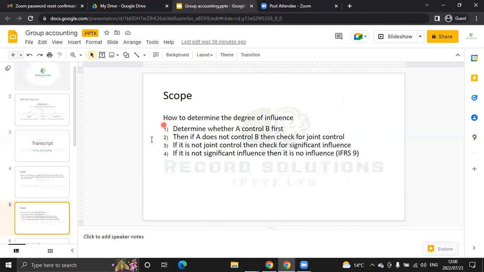Because it is also important. Then after, if it's not joint control, then you check for significant influence. And if it's not significant influence, then there's no influence, meaning it's IFRS 9. I wanted to come to this point.